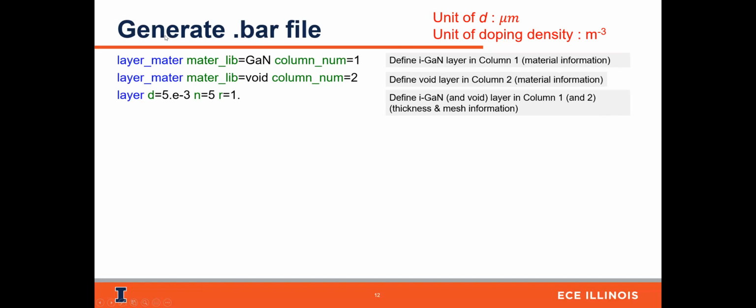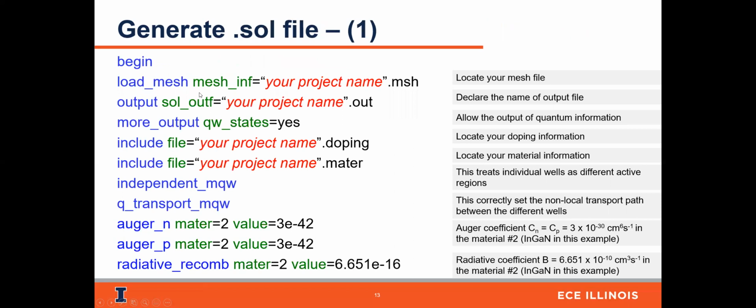And then we need to generate a barrier file. Here, the barrier file is gallium nitride, and for the second column, we define it as void material, and the thickness of this gallium nitride barrier is 5 nanometer as well.